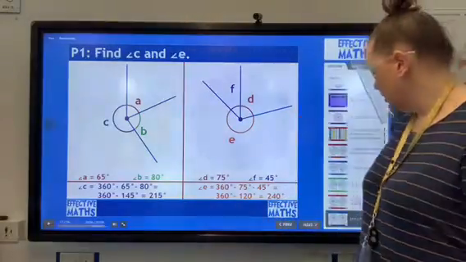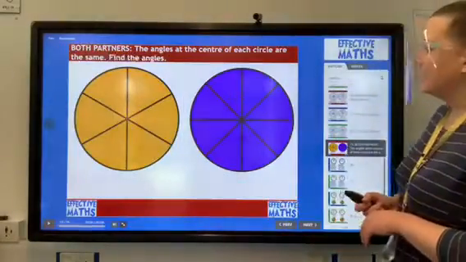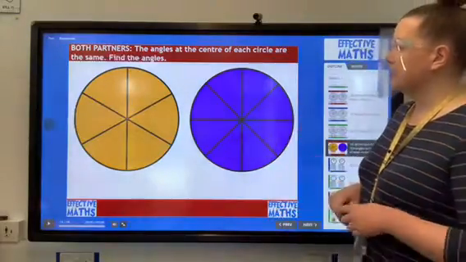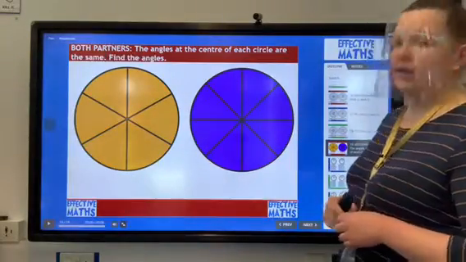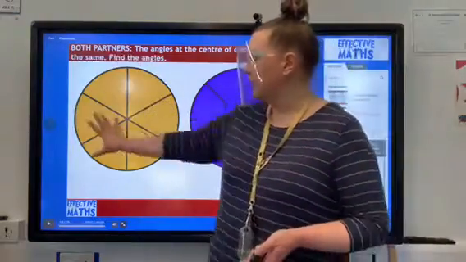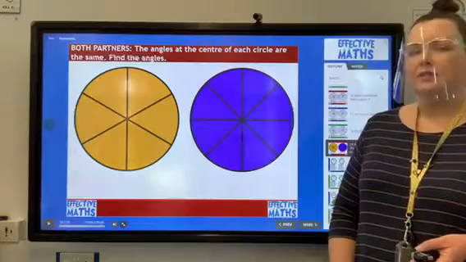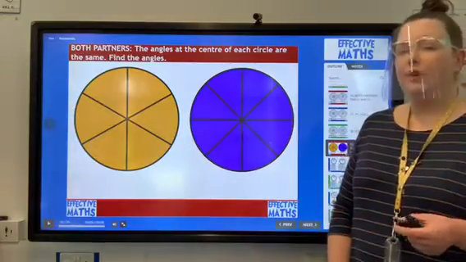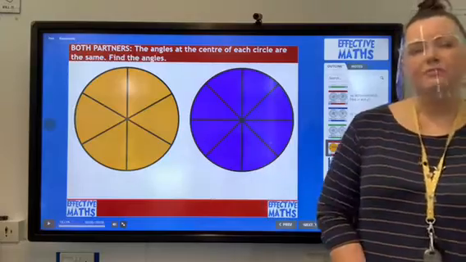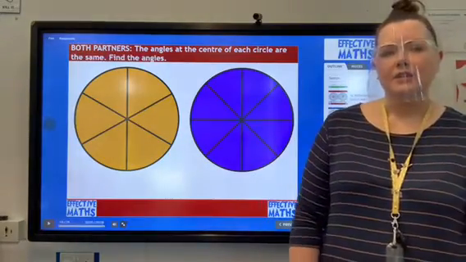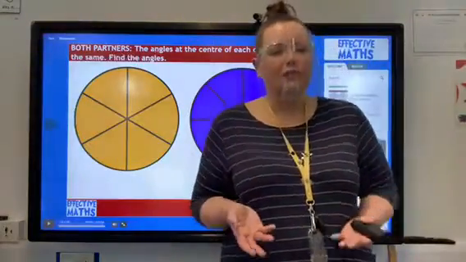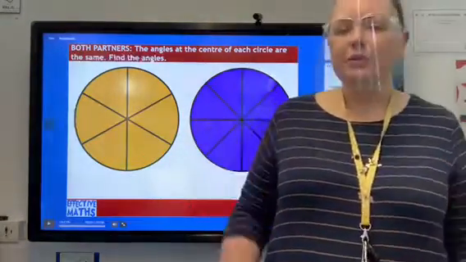It's quite straightforward. Okay, so we're going to look at dividing our circle into equal parts and finding the angles. So the angles at the centre of each circle are the same. Find the angles. So how many parts has this shape been divided into? 6. So to find the angle of each part, what do you think we need to do? Use a protractor. We could use a protractor, but if we didn't have a protractor, the children at home, they don't have protractors. So how could we do it without a protractor?